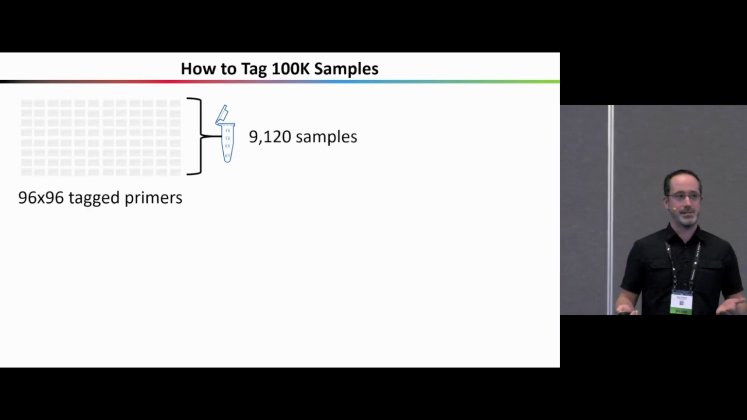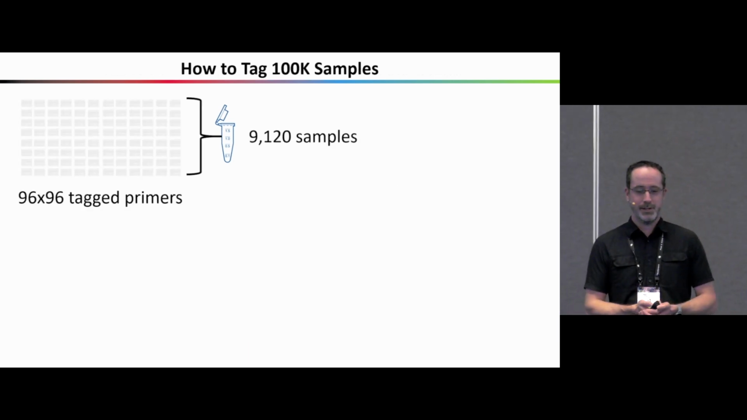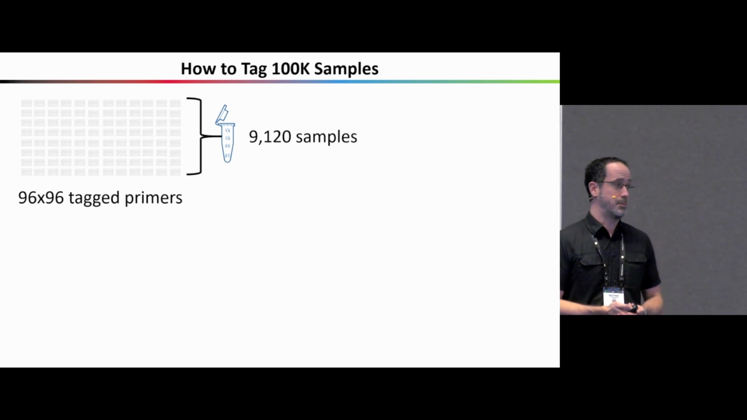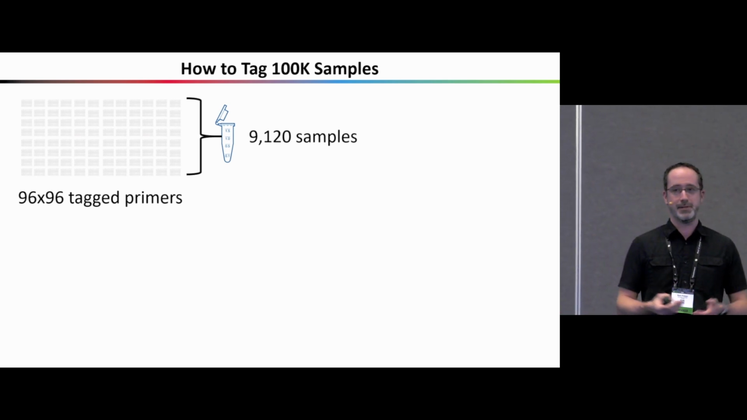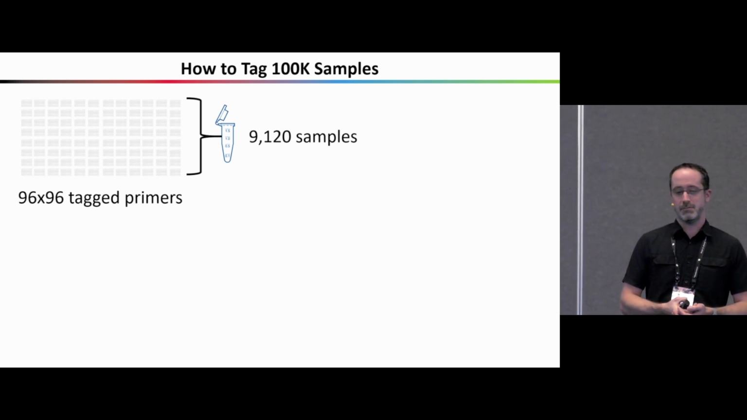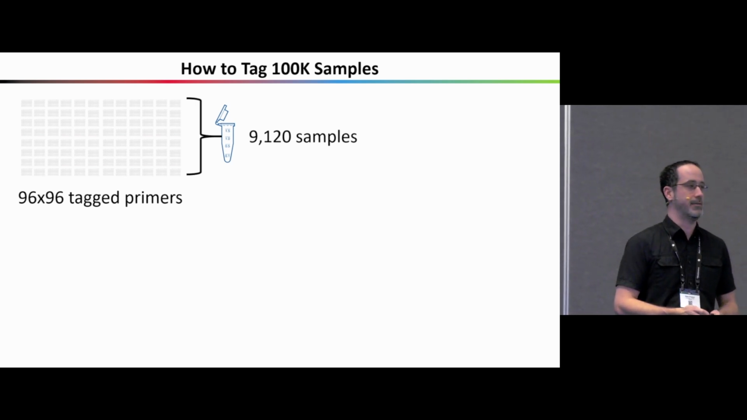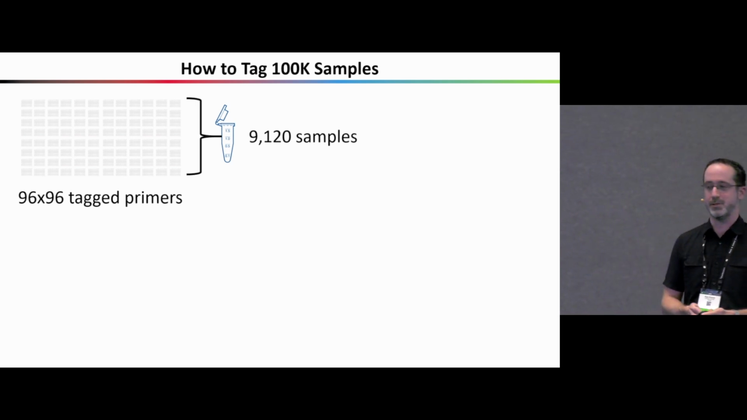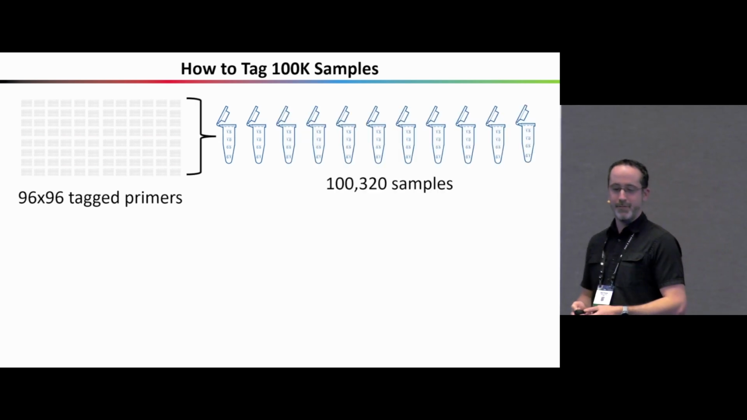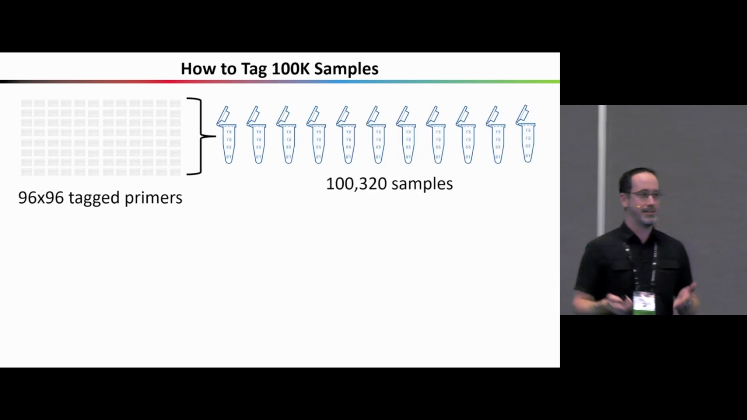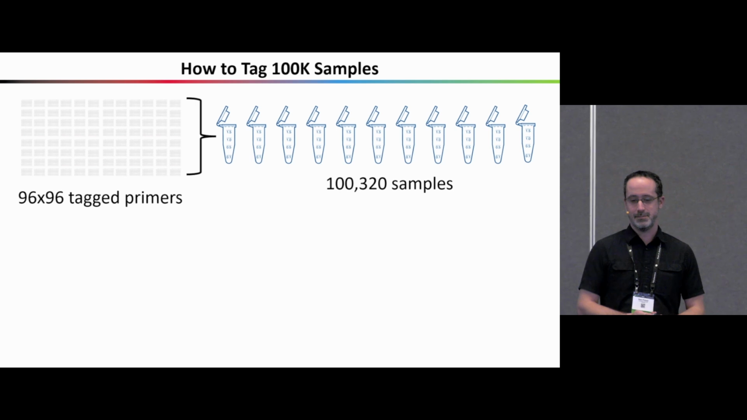So this is how we sequenced 100,000 samples at once. We have 96 forward primers and 96 reverse primers tagged with unique tags. When we amplify using that schema, that gives us 9,120 uniquely tagged samples that we then pool into a single tube. If we do that 11 times, that gives us a little over 100,000 specimens.